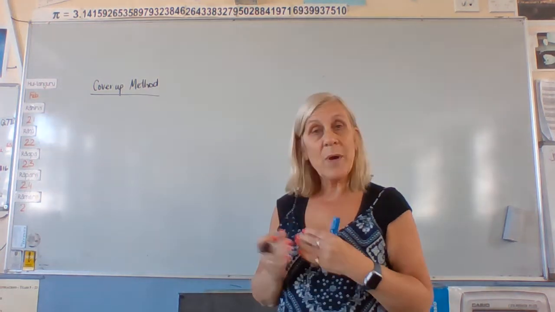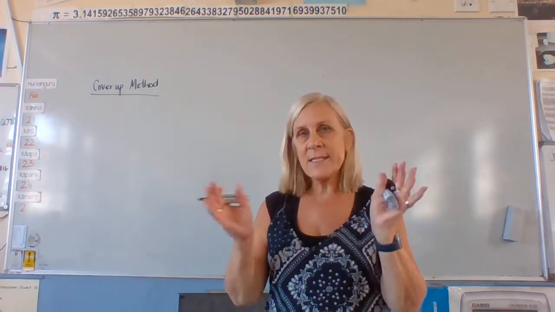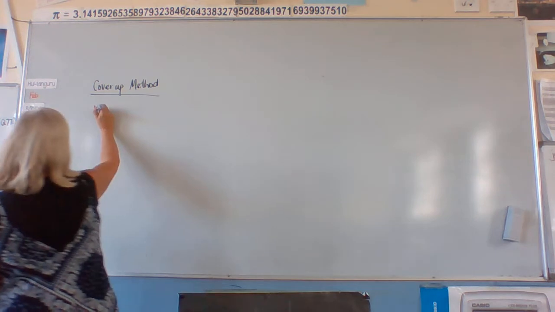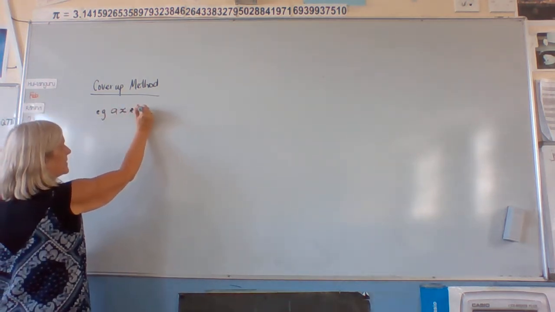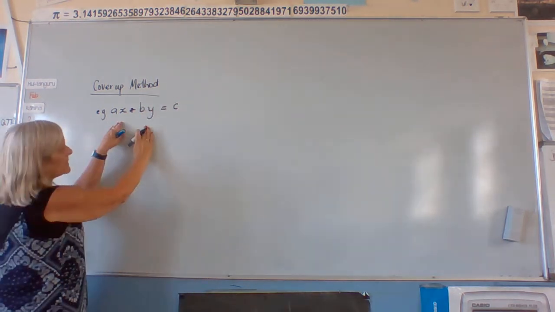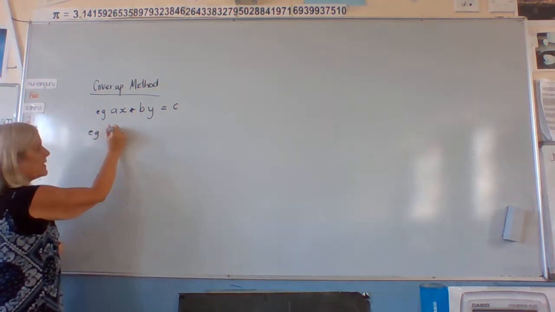Okay, so the second way that we can draw graphs is a method called the cover-up method. It has a different formation of our equation. So it looks like this: something x plus something y equals something. All right? So the x and y are on the same side of the equal sign. Let's have a look at an example.